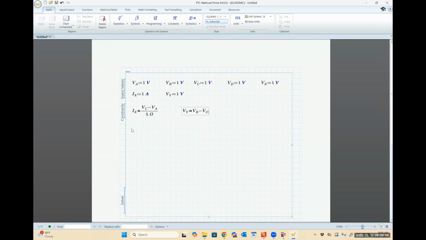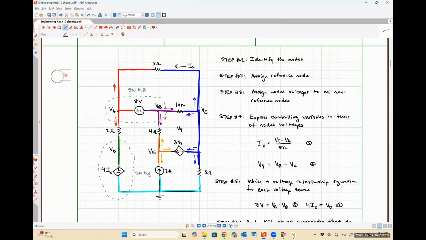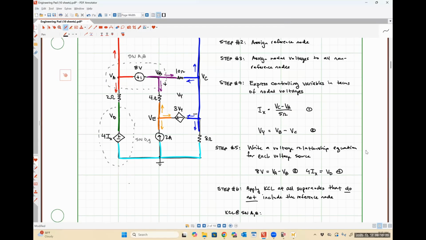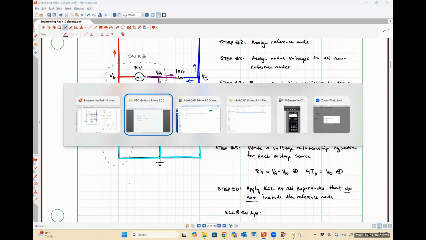Now I'm going to be in my voltage relationship equations. The first one is going to be 8 volts is equal to Va minus Vb. And then I had 4 Iy, I think. 4 Ix is equal to Vd. Okay. If I can find my cursor. All right, I'm just going to Alt Tab.